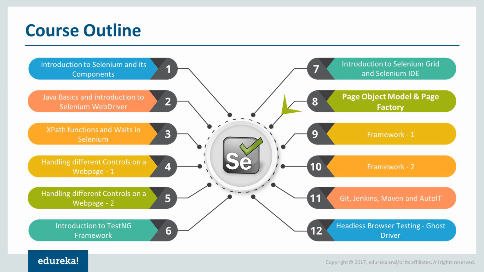Right. So in order to overcome this, we are going to design a pattern wherein POM says each and every web page in a web application should be modeled into a class. Alright. So in this class, all the web elements present in that web page will be identified and kept in that class. So this is called the object repository.